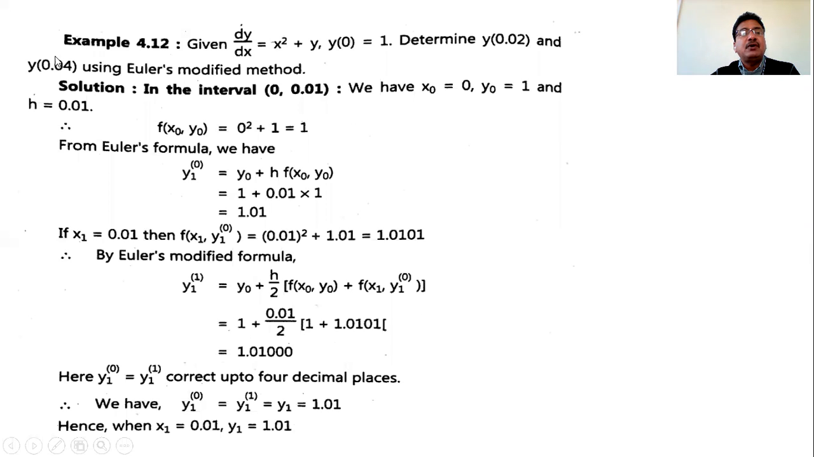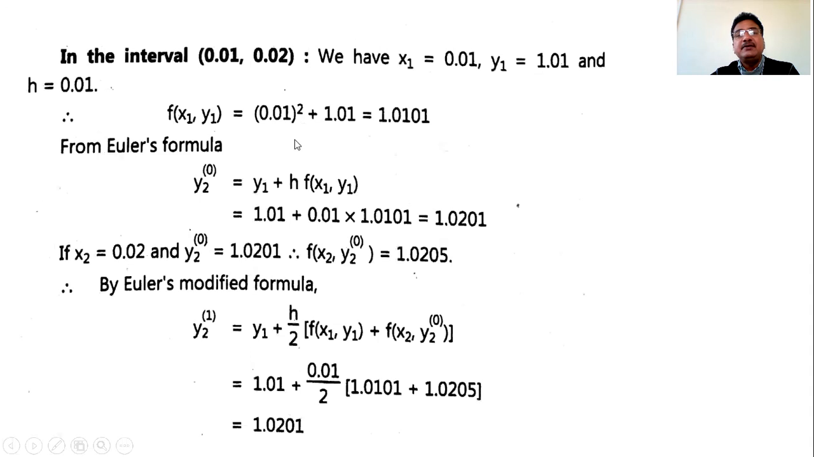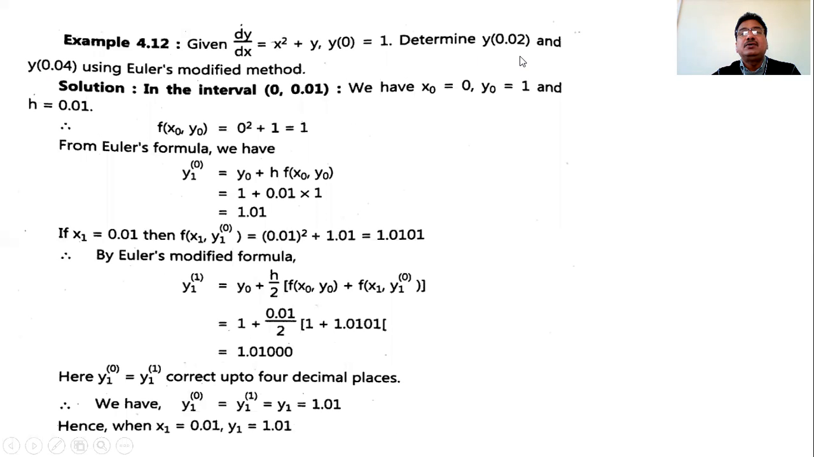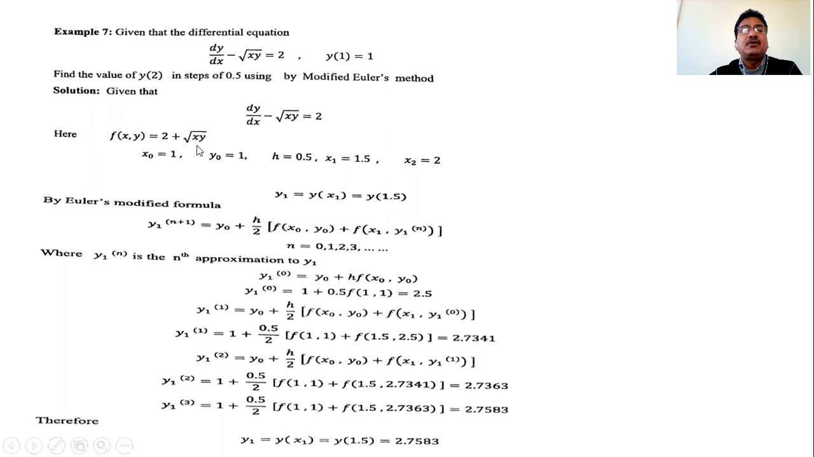Take the interval 0.2 to 0.3 and find y3, similar to y2. Here we have y2. Then find y3 by taking the interval 0.2 to 0.3, and then taking the interval 0.3 to 0.4, find y4, and that is the value of y at 0.4.